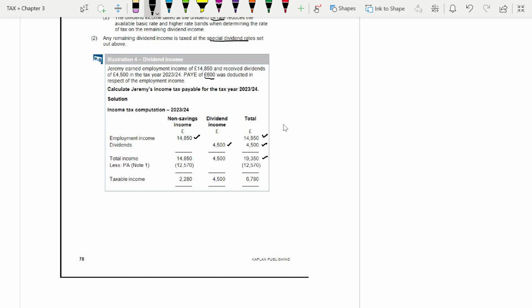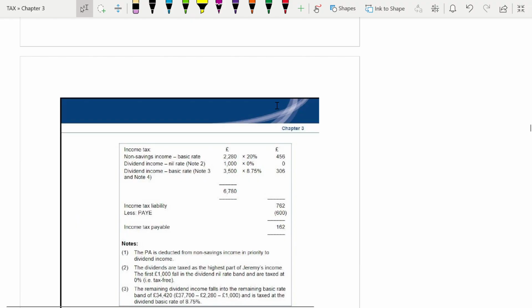How much PA is going to be? How much is the taxable income? 2,280, 4,500. Now, 2,280 will be taxed at 20%. The first 1,000 is tax-free, the nil rate band. And the 4,500 will be taxed at 8.75. Total is how much? 762.